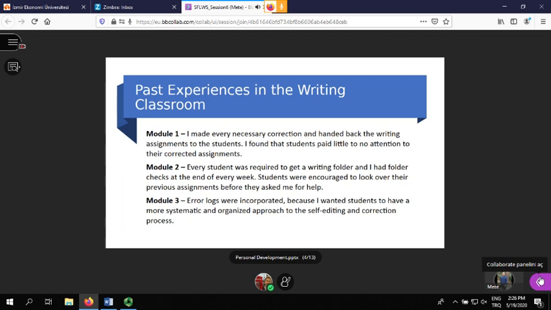Module 3, I decided to incorporate the error logs, right? Mainly because I wanted students to have a more systematic and organized approach to the correction process.